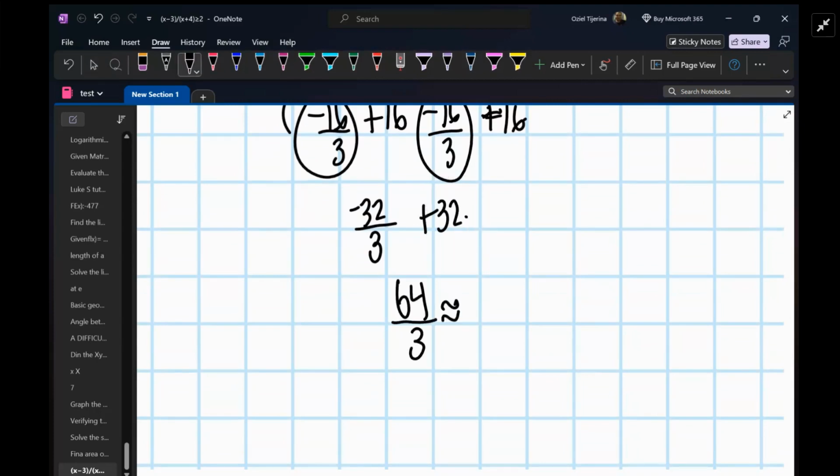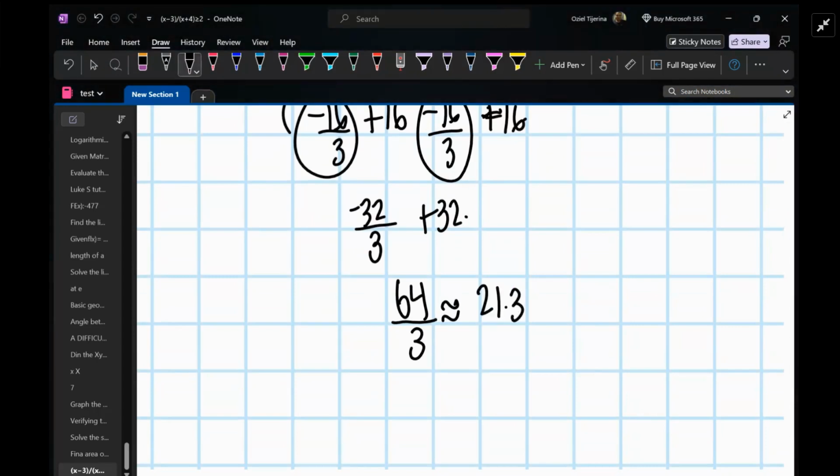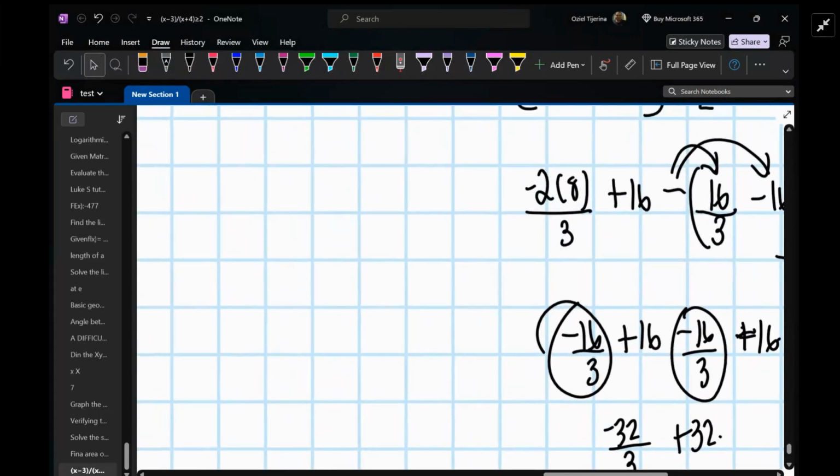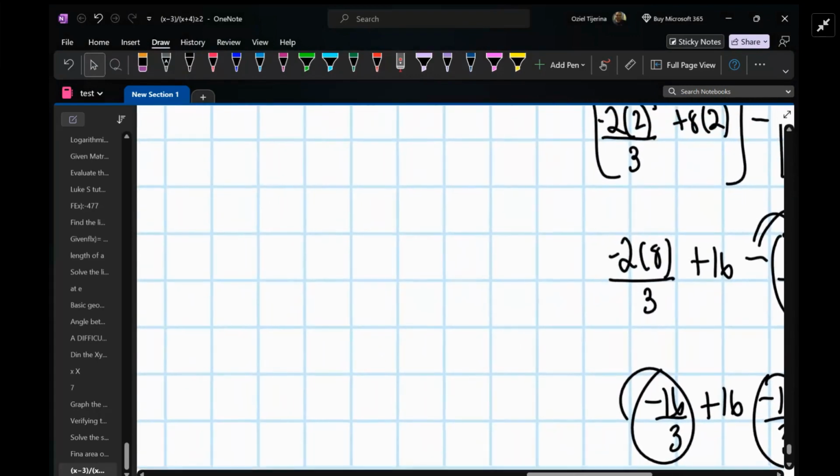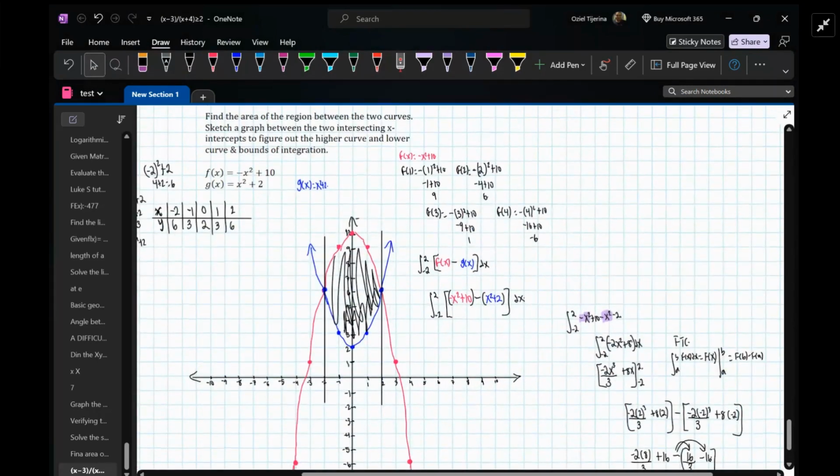And this is approximately 21.3 units. So this is the area between the two curves of f of x equals negative x squared plus 10 and g of x equals x squared plus 2.